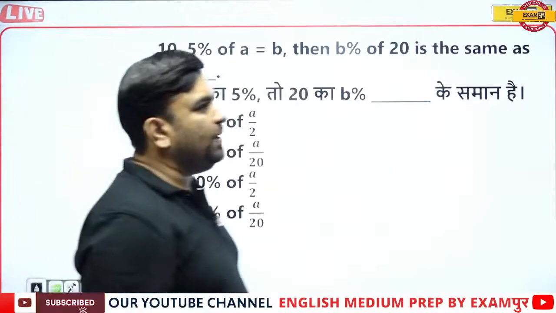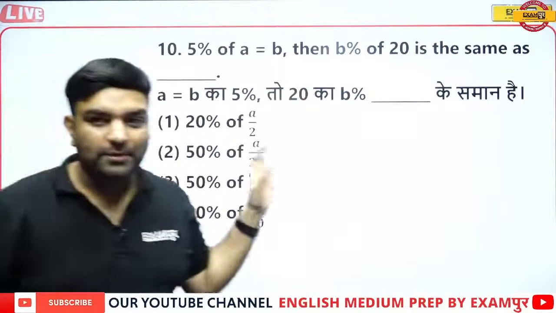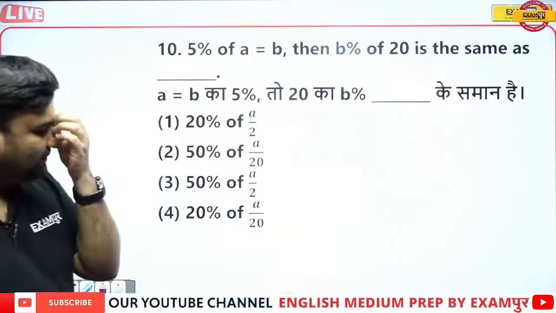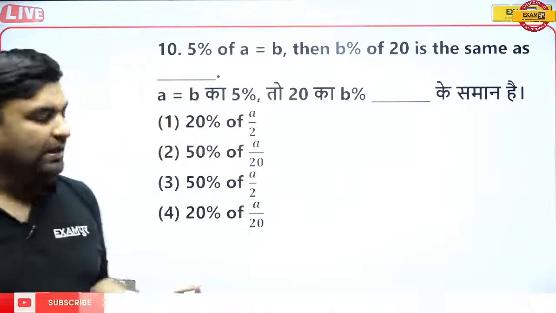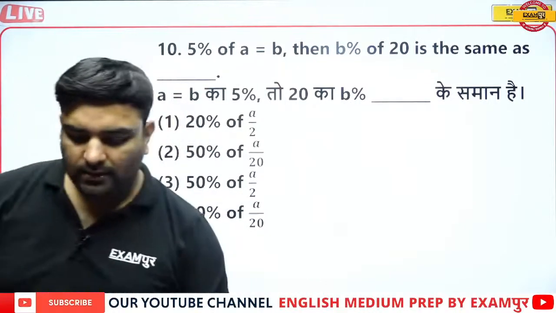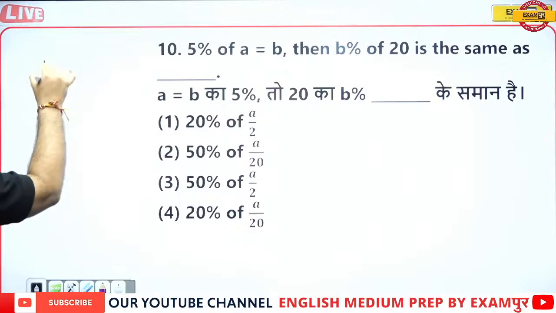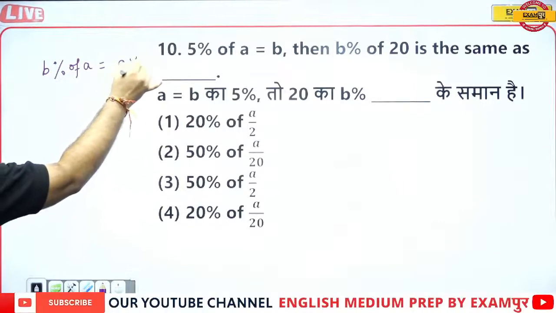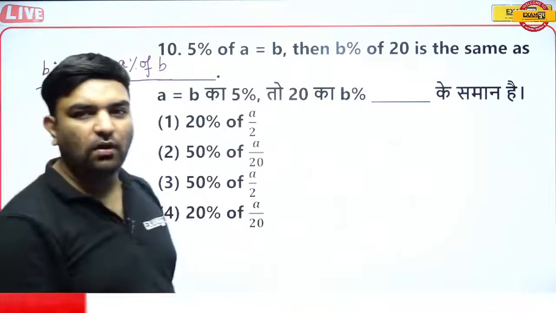5% of A is equal to B, then B percent of 20 is equal to what? The logic is that B percent of A is same as A percent of B.